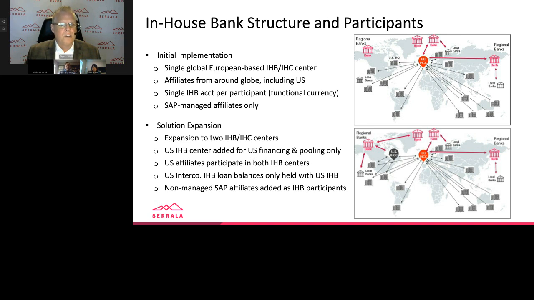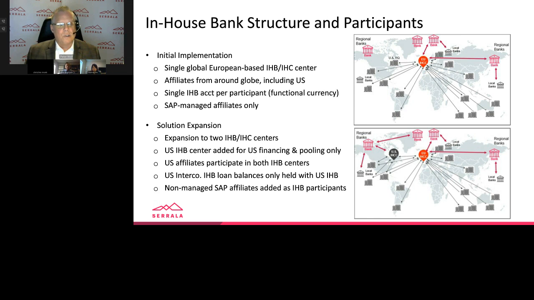So the affiliates would ultimately hold their loan balance with the U.S. entity, but process activity through the European entity as well. That structure we can do and have done at many other companies where the U.S. entities participate only in their U.S. bank center, and all of their processing activity can get routed up through the bank area owner, through that U.S. bank center, and then passed along to the European bank center.